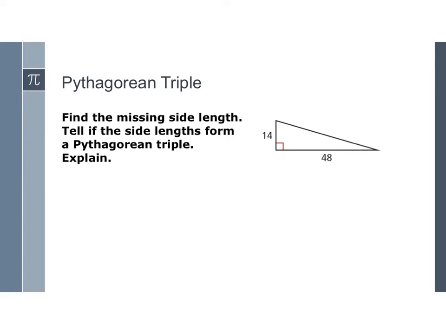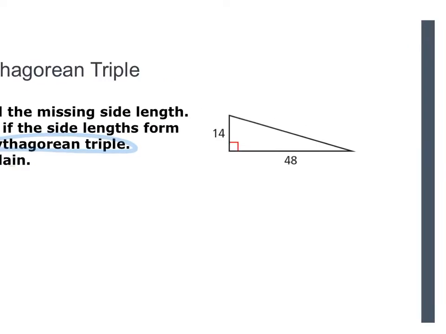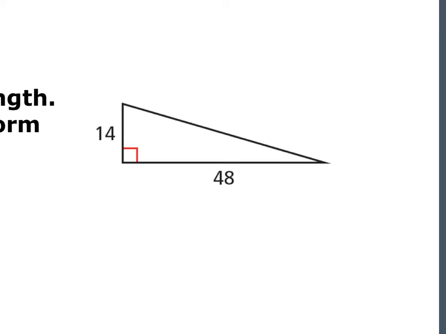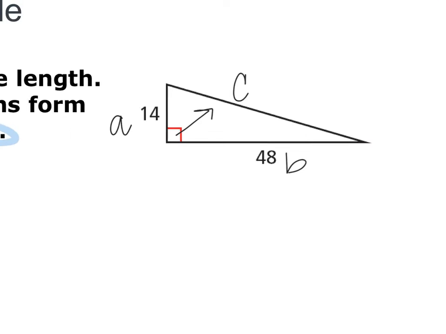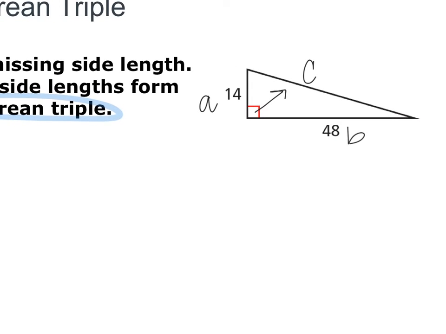Find the missing side length, tell if the side lengths form a Pythagorean triple, or explain. Remember, in order for something to be a Pythagorean triple, it can't be a decimal when we solve for it. So taking what I know, I'm going to zoom in here. I know that the side across from the right angle is automatically side c. So I always label the smallest side a and then b. So we're going to plug this into the Pythagorean theorem to see if we have a Pythagorean triple.